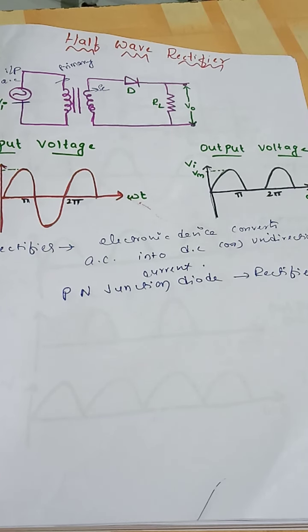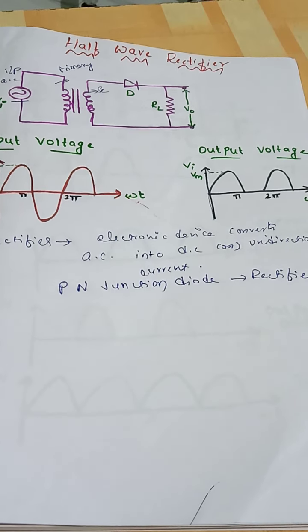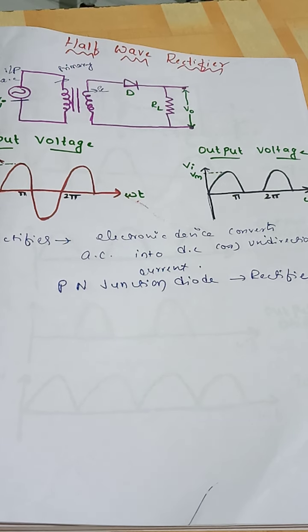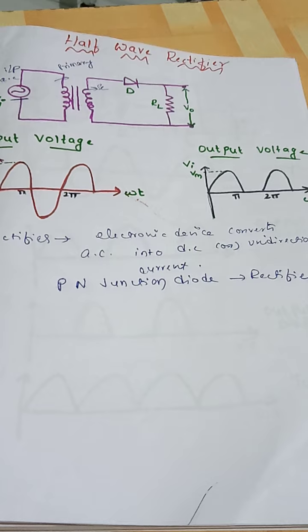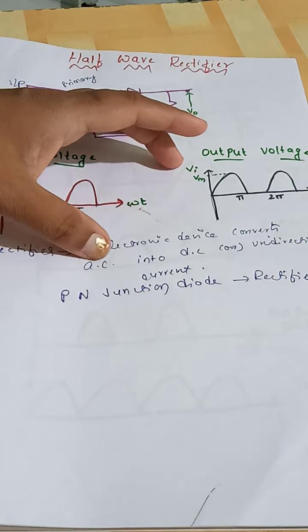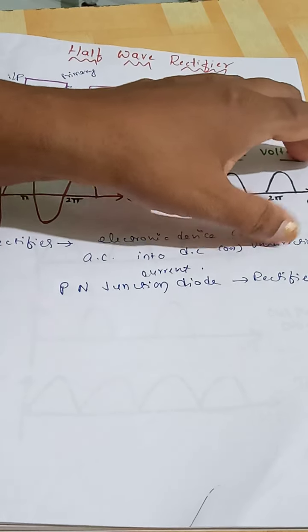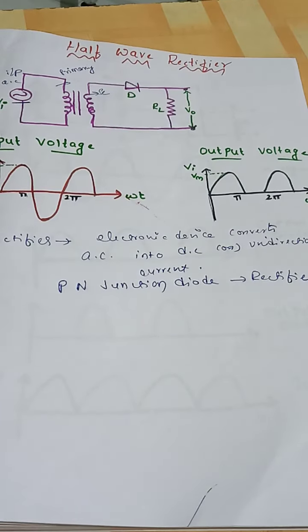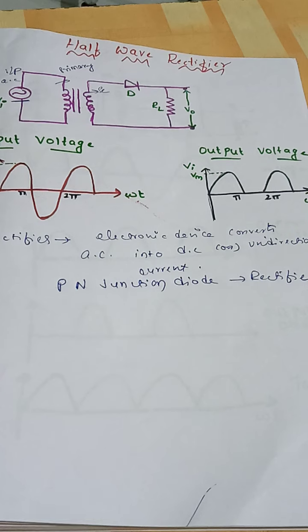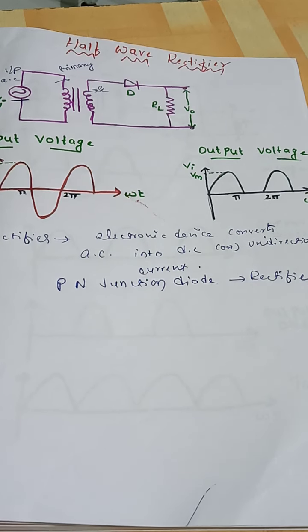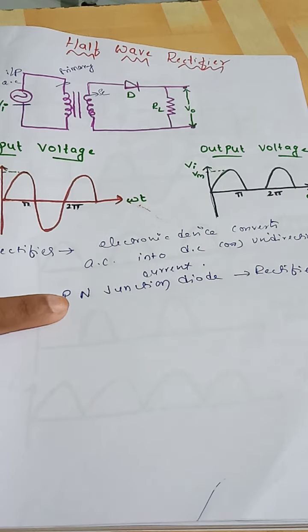Half wave rectifier. Rectifier means that electronic device which converts alternating current into direct current or unidirectional current. So as a rectifier we use PN junction diode.